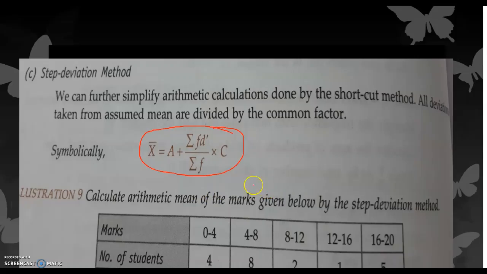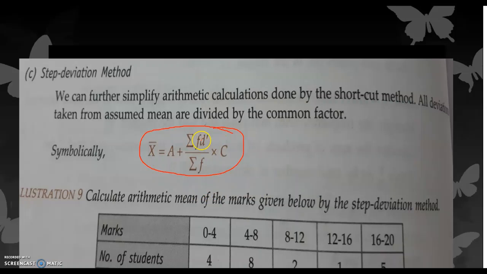What is the formula for arithmetic mean? X bar is equal to sigma x divided by n. That is the direct method of calculating arithmetic mean. Then next one, step deviation method. What is the formula for calculating arithmetic mean by using the step deviation method? X bar is equal to A plus sigma FD dash divided by sigma F into C. Study well the formula for using step deviation method.